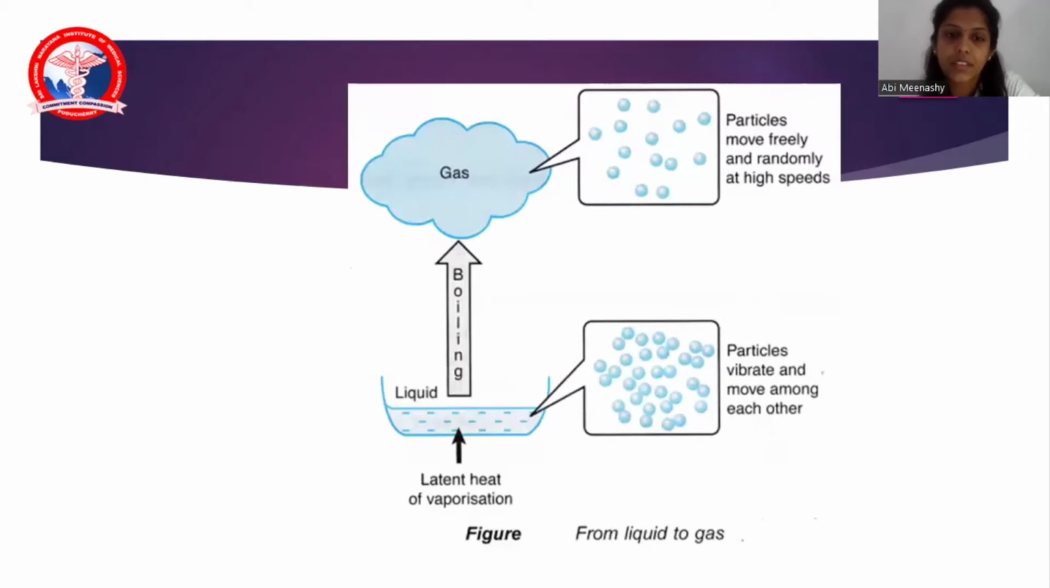Okay, so here is the liquid. The liquid is boiling and turning into gas. In the liquid, the molecules vibrate with each other and move along with each other by cohesion. And when it's a gas, they move randomly at high speed.